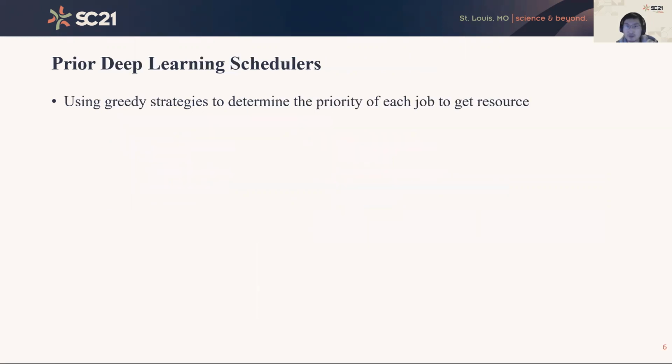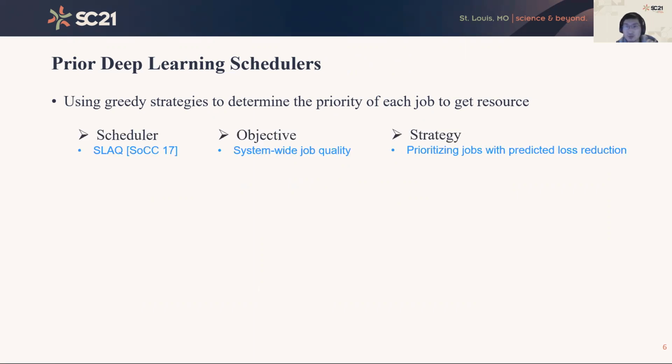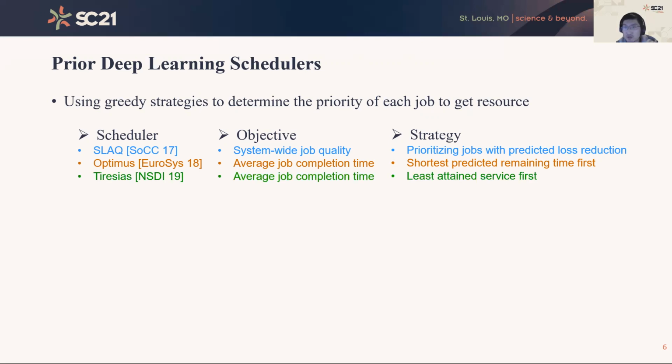There has been some research on resource schedulers for deep learning jobs. These schedulers tend to schedule jobs by using greedy strategies to determine the priority of each job to get resources. For example, Slack tries to maximize system-wide job quality by prioritizing jobs with predicted loss reduction. And Optimus uses shortest predicted remaining time first to minimize average job completion time, while Tertius uses least attained service first for the same purpose.